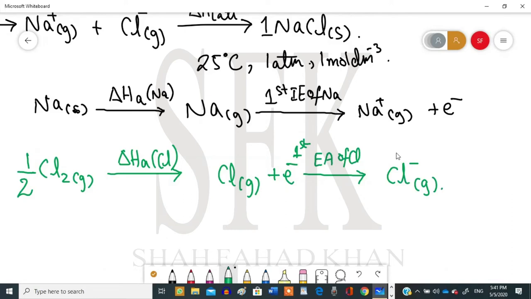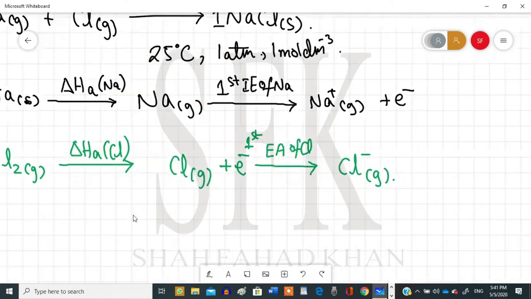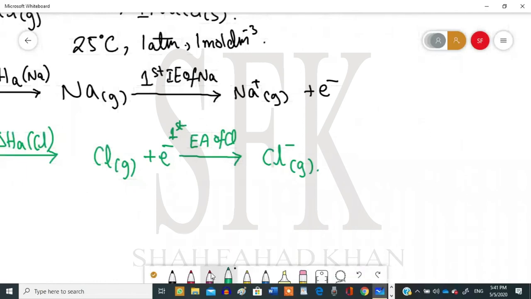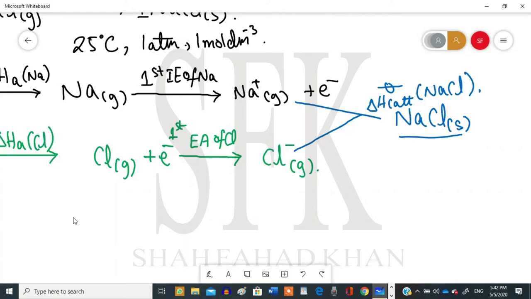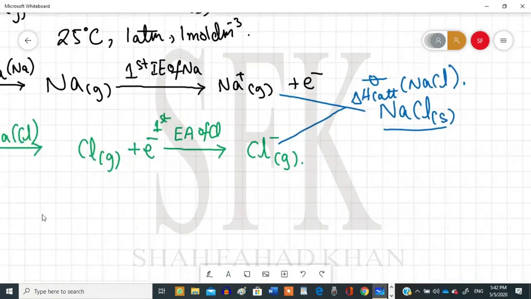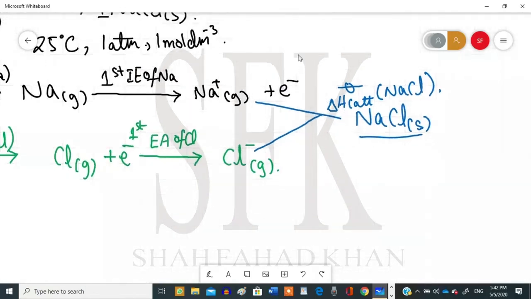Now we've got chloride ions, we've got sodium ions. If we combine the two of them, sodium and chloride, we'll get solid sodium chloride. And if we get solid sodium chloride from gaseous ions, then what do you guys think? Isn't this the lattice energy of sodium chloride? This is the lattice energy of sodium chloride: when 1 mole of a solid crystalline compound is formed from its gaseous ions under standard conditions, okay? So this is the pathway through which we get our crystalline solid, associating the lattice energy.